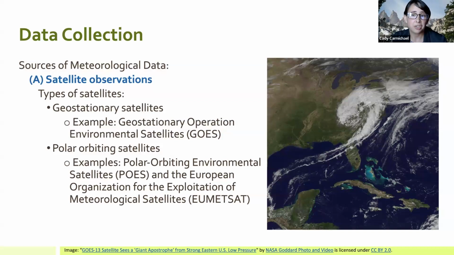And all of that information is really helpful in monitoring cloud cover, precipitation, surface properties, things like ocean temperature and volcanic eruption monitoring and forest fire detection, and even analyzing global vegetation, and also gathering data on humidity and things like that. So those are a very key part of where our meteorological data comes from.